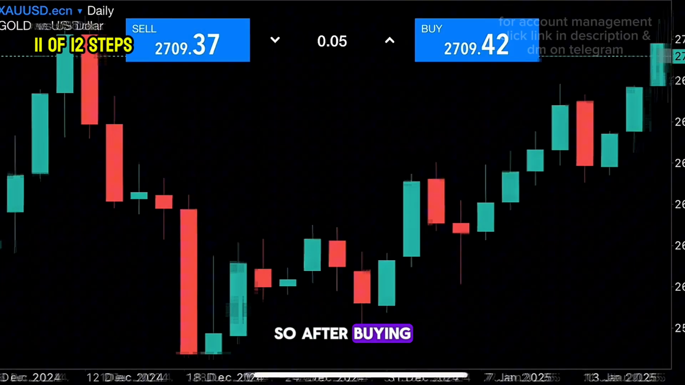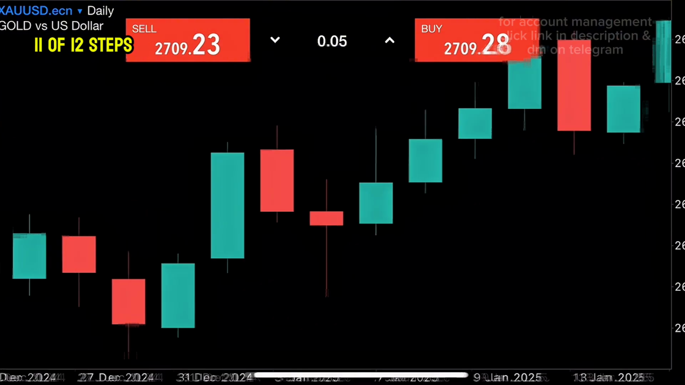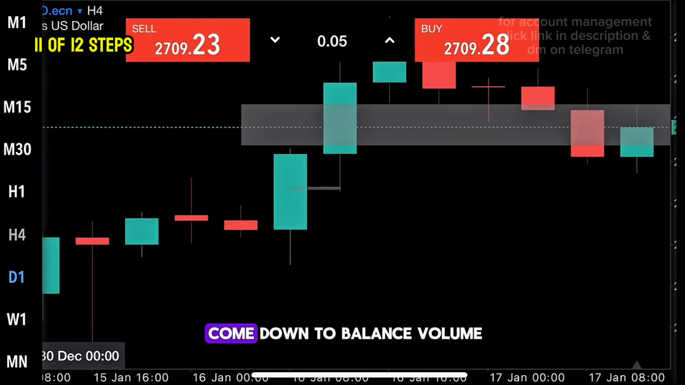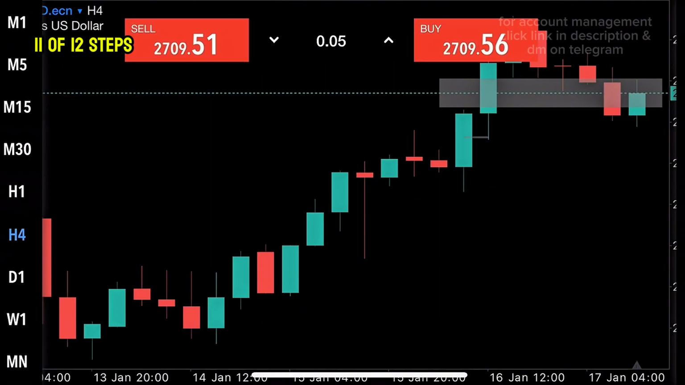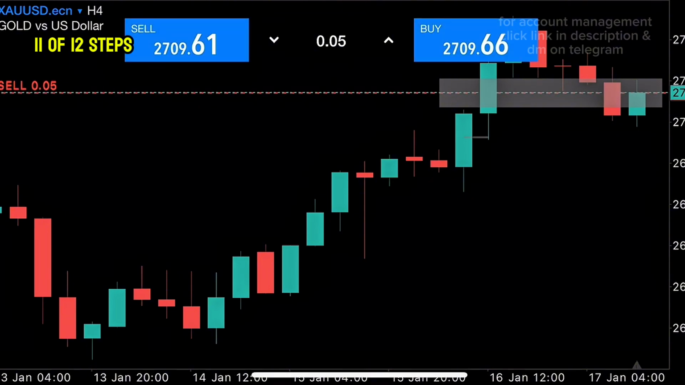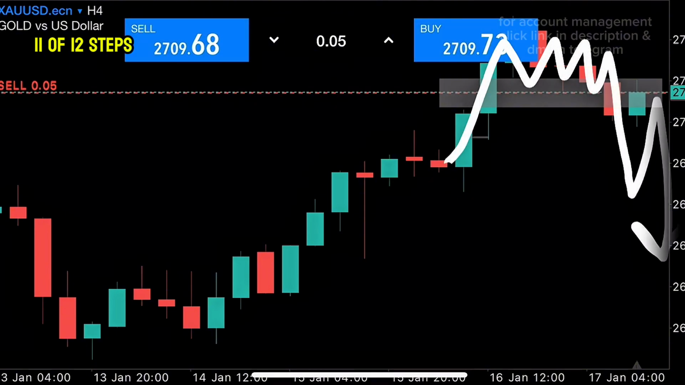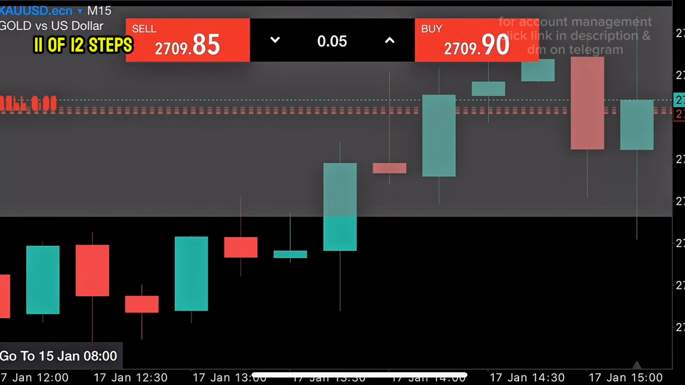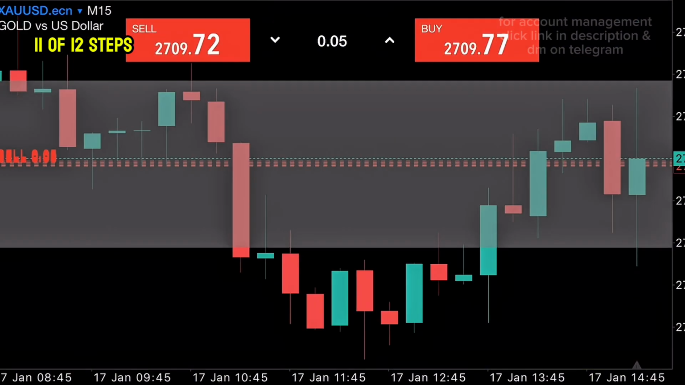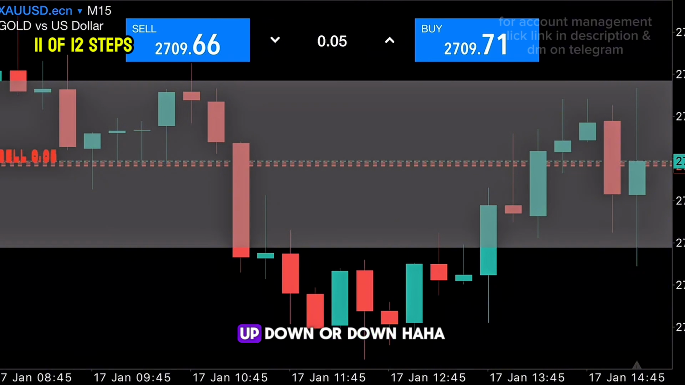So after buying, you know that whenever price goes up, there's a high probability that it's going to come down to balance volume. So basically, I was expecting price to reject from that inverse fair value gap there. I see price took out that FVG, went back up. So what I was expecting is for price to respect that FVG, go down, and maybe keep going up. But this kind of consolidation was not looking good. You can see up, down, up, down, up, down. This is gonna give you headaches if you don't know what you're doing.